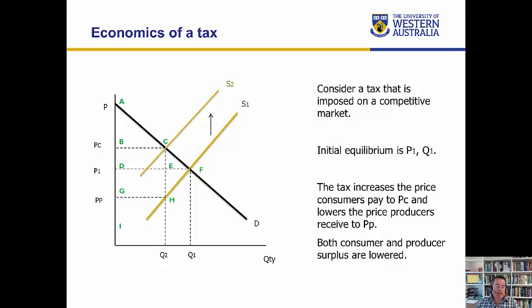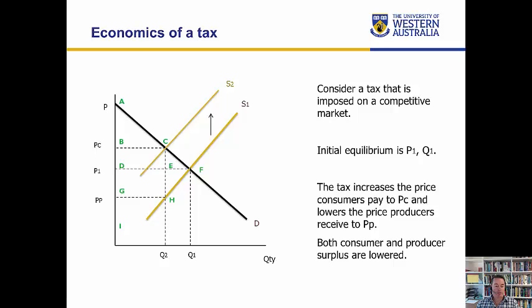Tax revenue is BCHG. So that is the vertical distance between the two supply curves. CH is tax per unit, and tax is paid on Q2 units. And finally, the area CFH is deadweight loss. Now, of that deadweight loss, CEF was consumer surplus, but now that area is gone. It's just disappeared because the output level has actually fallen to Q2. EFH, that area was producer surplus, but that area is just gone because the output level has fallen.